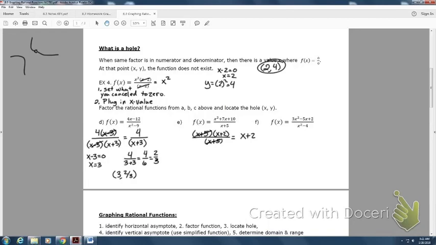anything like that. So on this one, you should have gotten that the x value for your hole was negative 5. And then if I plug that back in for x, I get negative 3.